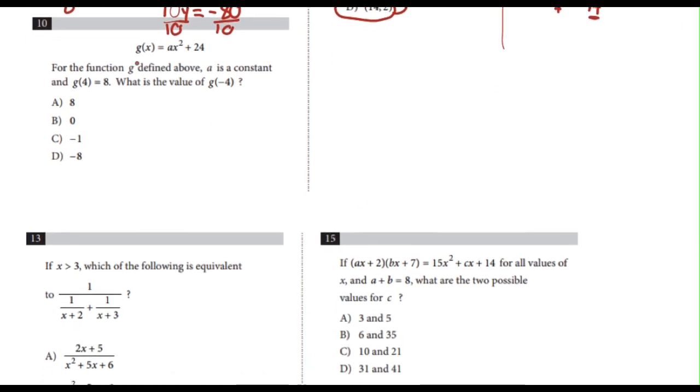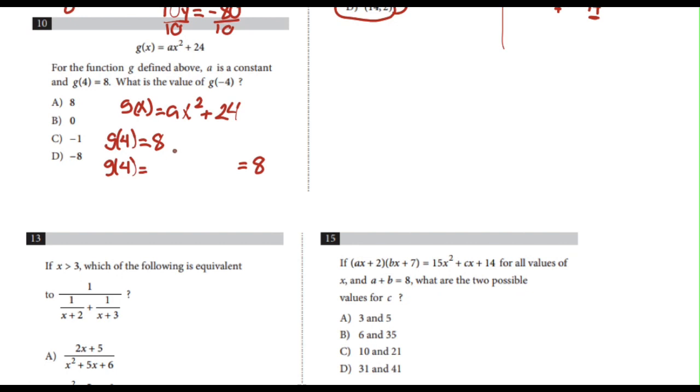Number 10. g of x equals a times x squared plus 24. For the function g defined above, a is a constant and g of 4 equals 8. What is the value of g of negative 4? So first they tell us that g of x equals a times x squared plus 24, and that g of 4 equals 8. So what we're going to do is we're going to plug in 4 for x, and we're going to set the whole thing equal to 8.